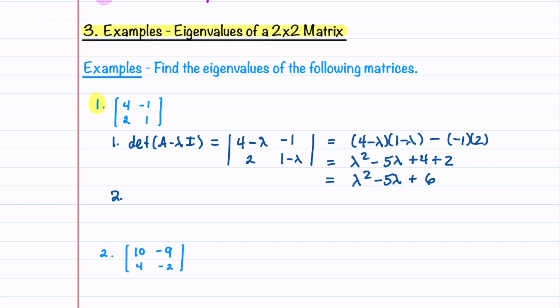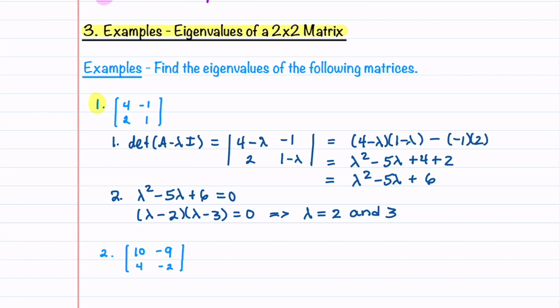Our second step is that we take this answer and we set it equal to 0. We're going to have to factor this. We can factor this as lambda minus 2 and lambda minus 3. This gives us eigenvalues equal to 2 and 3. You can write it like that, or you can choose to write it as lambda is equal to 2, 3. This is an example where we have 2 distinct eigenvalues.